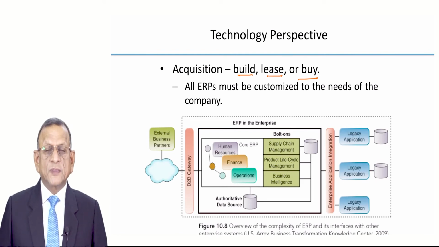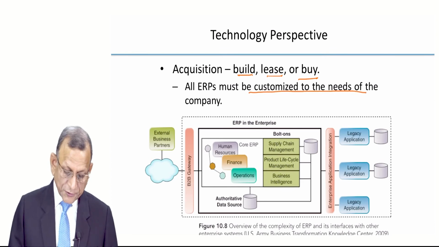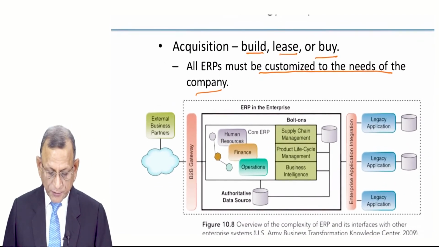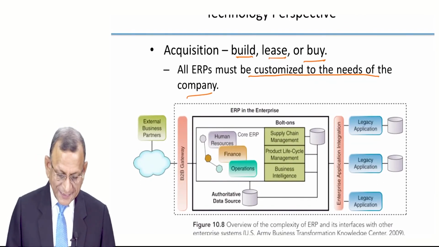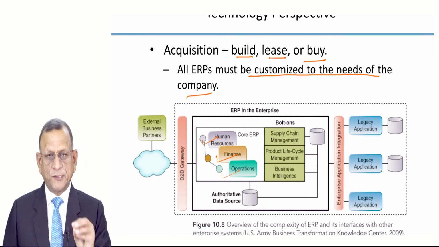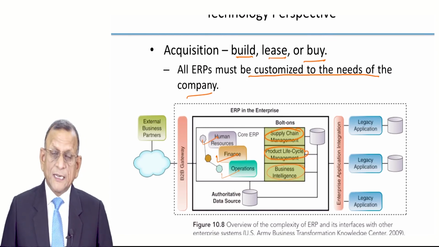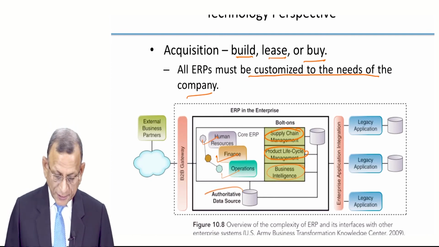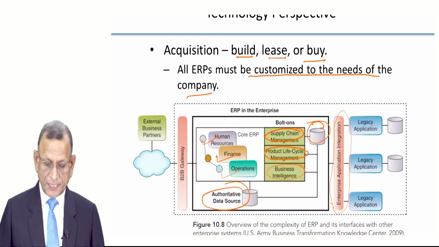Right now, what this ERP is doing: all ERPs must be customized to the needs of the company, and how it works, how it can be customized. So we have various functional areas like human resource, finance, operations. They all are now being integrated with supply chain, product lifecycle management, business intelligence. This all is being done with the help of some authoritative data source, and this is having integration with enterprise applications.